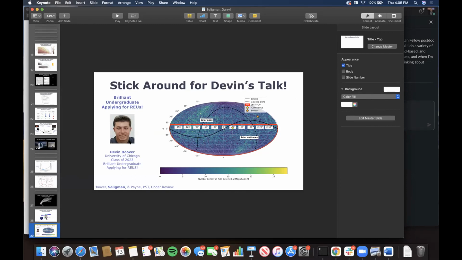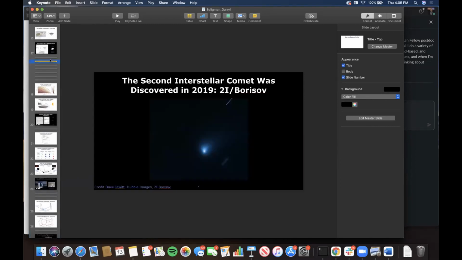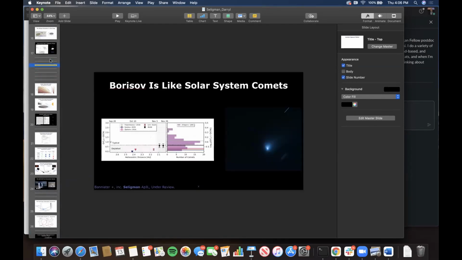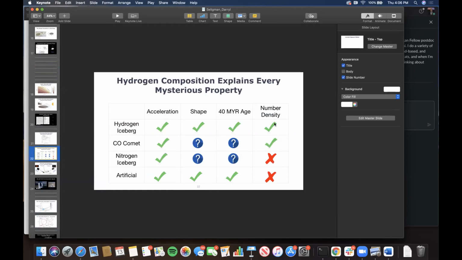Yeah, so I didn't have time to go through this, but I have backup slides somewhere. Garrett Levine is a graduate student at Yale who I've worked with quite a lot in the last couple of years. He went through the detailed production mechanism specifically for hydrogen icebergs in the prestellar cores of giant molecular clouds. And a nice thing about hydrogen is that there is no issue with the number density.